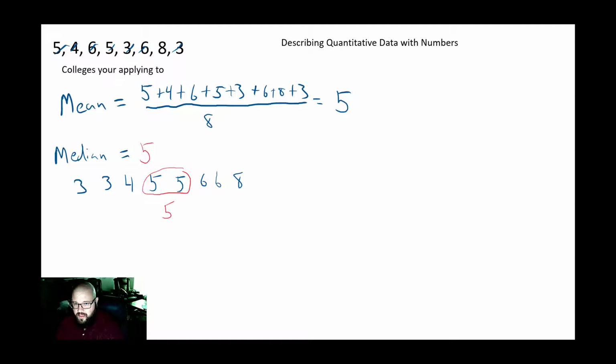Hopefully you guys remember that range is going to be taking your largest number minus your smallest. So it's max minus the min, right? In this case, we put them in order here, and our largest number was 8 minus 3. So that gave us 5. So in this case, our mean, median, and range all equaled 5. Kind of worked out pretty good, right?